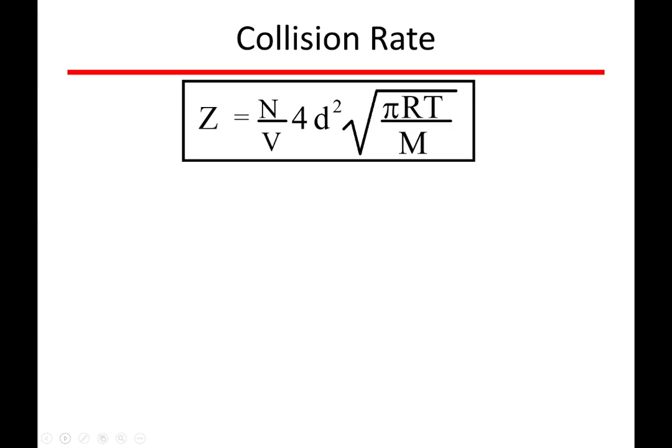And all of this is shown in the equation for collision rate that's shown here. So Z represents the collision rate, and that's equal to capital N, which refers to the number of gas particles, divided by volume, right? So that's our concentration of the gas, times 4 times d squared, where d represents the diameter of the molecule. So the bigger the diameter, the more likely it is to bump into other molecules. So we see how that plays a role in collision rate. Times the square root of pi RT over the molar mass. And this part of the equation looks very similar to our speed distributions. And so we can see that molecular speed plays a role in the collision rate as well.